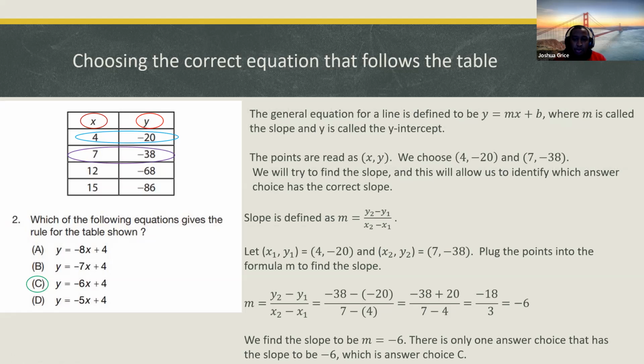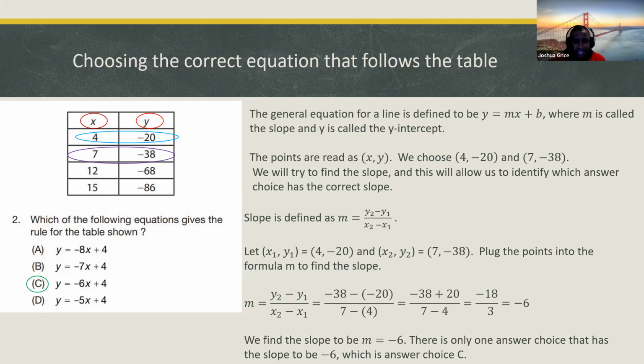So when you want to find the slope for a specific line and they give us a list of points, we can take any 2 pair of points and we can use a slope formula. So in this case, we select 4 and -20 and 7 and -38. And we will try to find the slope. And the slope is defined as y2 minus y1 divided by x2 minus x1.